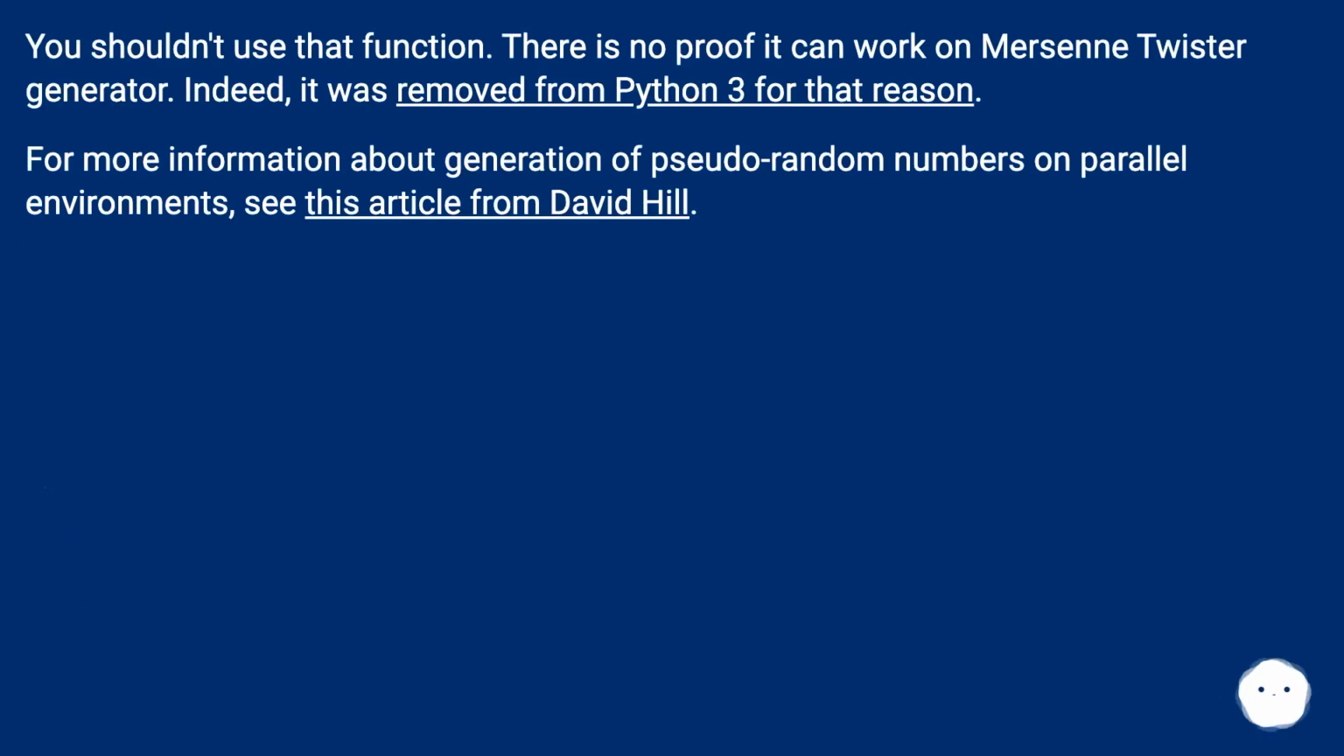You shouldn't use that function. There is no proof it can work on the Mersenne Twister generator. Indeed, it was removed from Python 3 for that reason. For more information about generation of pseudo-random numbers in parallel environments, see this article from David Hill.